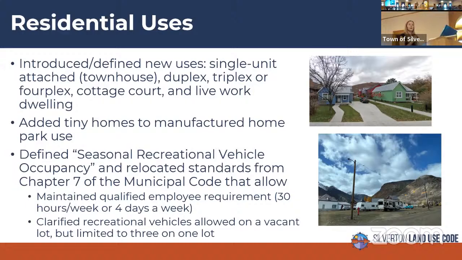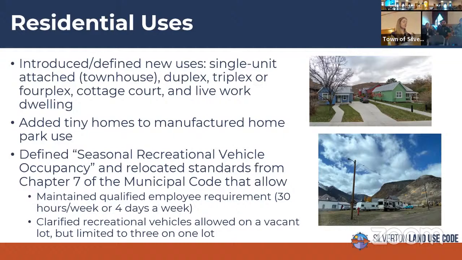So to better align with the town's housing goals, the land use code includes a variety of updates to the residential uses. The draft introduces or adds some definitions for townhouses, duplexes, triplexes, and fourplexes, cottage court dwellings, as well as live-work dwellings. Tiny homes have been added as an allowed structure within the manufactured home park and can also function as a standalone tiny home park.